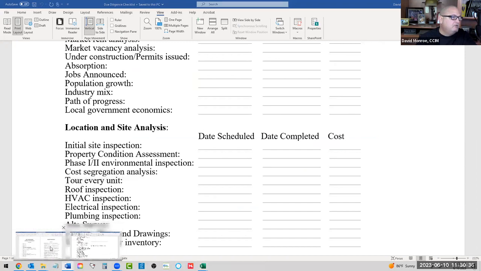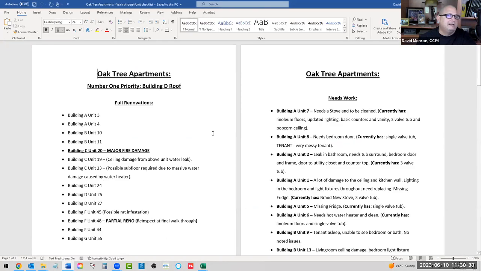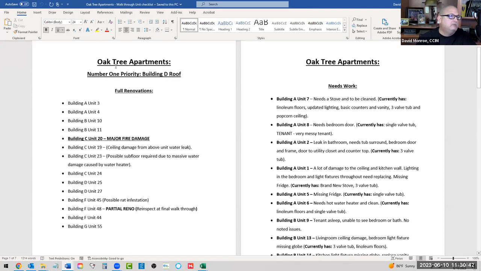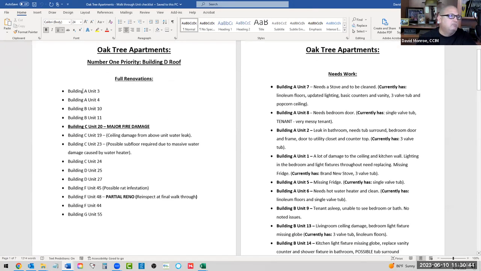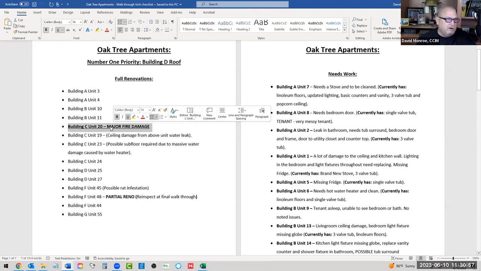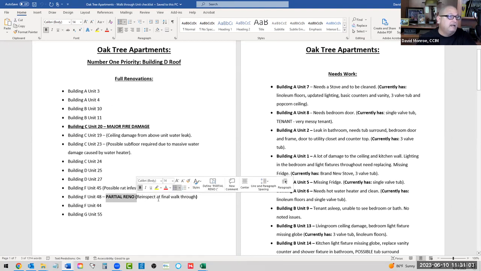So when you've walked all those buildings, one of the things you want is somebody taking notes. All right. So this was a 64 unit we did here in Mobile. These were all the vacant units. And so it was really easy to say, okay, we're going to do full renovations on all these. We found major fire damage in one of them. We were not told there was major fire damage anywhere on the property. And we found one that was in fairly decent condition. So we decided to just do a partial reno on it and reinspect at the final walkthrough.